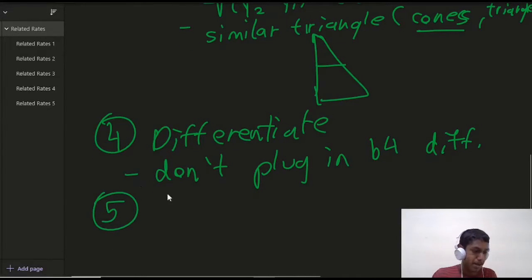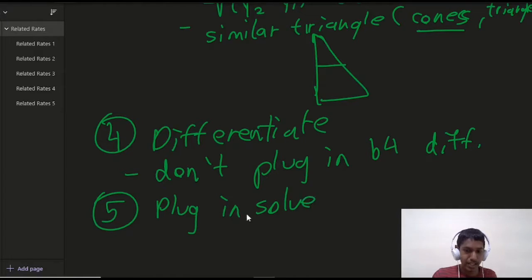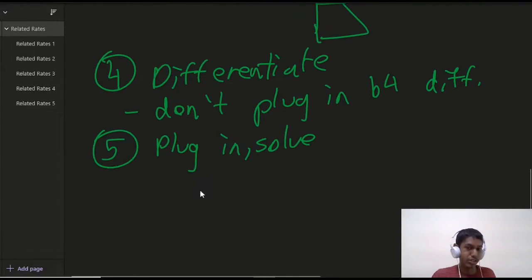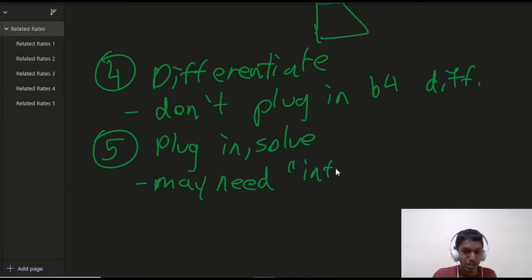Okay, now the fifth step is just pretty obvious: plug in and solve. So plug in what you know. Maybe you've got two equations and you're plugging in quantity, but either way, you've got to plug it in and solve at the end. And you may need some intermediate quantities.